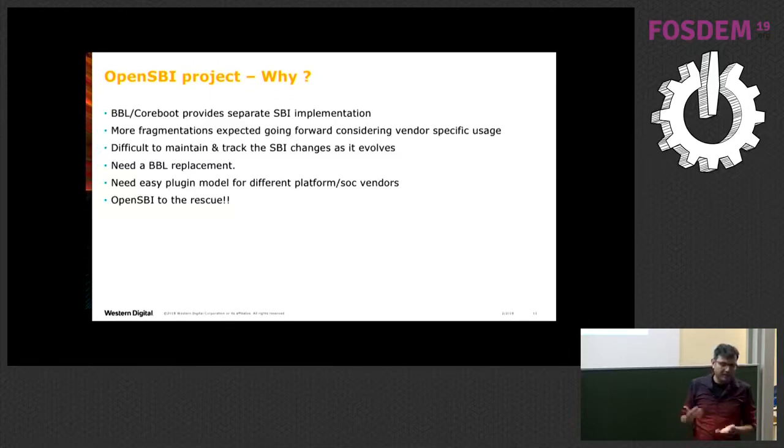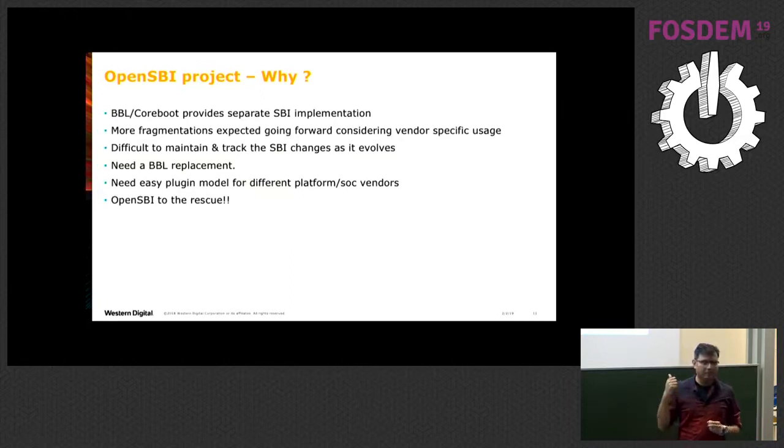So currently we have two options. BBL and Coreboot provide separate SBI implementations. In future, there may be more fragmentation. There will be more different SBI implementations, because everybody goes and tries to implement their own, because everybody's code structure, everybody's open source model is different. And so that becomes a pain, difficult to track and maintain those SBI changes. Now we don't know who implements which version, and how they are backward compatible.